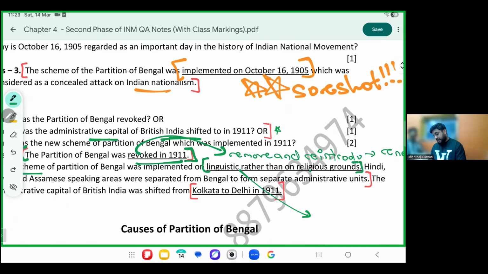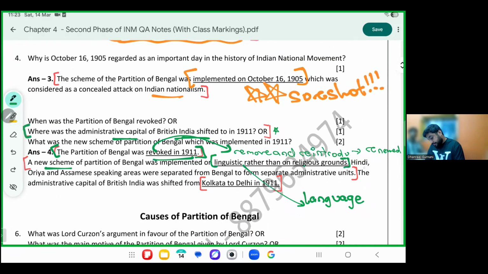Linguistic means language. Very good. This scheme will work on language rather than religion. So they said now we are going to divide Bengal into Hindi, Oriya, and Assamese speaking states. First Bengal, then two Bengals, half and half, then small Bengals, which, as you must have easily understood by the name, are the states present in the country today also. They said we are going to rework the plan on a language base. We are going to separate language-based provinces. Hindi, Odia, Assamese will be separated from Bengal.